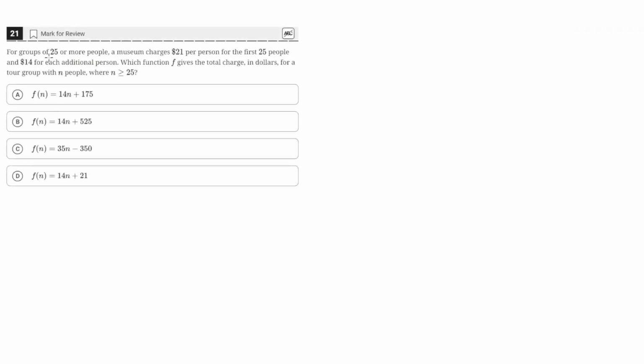For groups of 25 or more people, a museum charges $21 per person for the first 25 people, and $14 for each additional person. Which function f gives the total charge in dollars for a tour group with n people, where n is greater than or equal to 25?